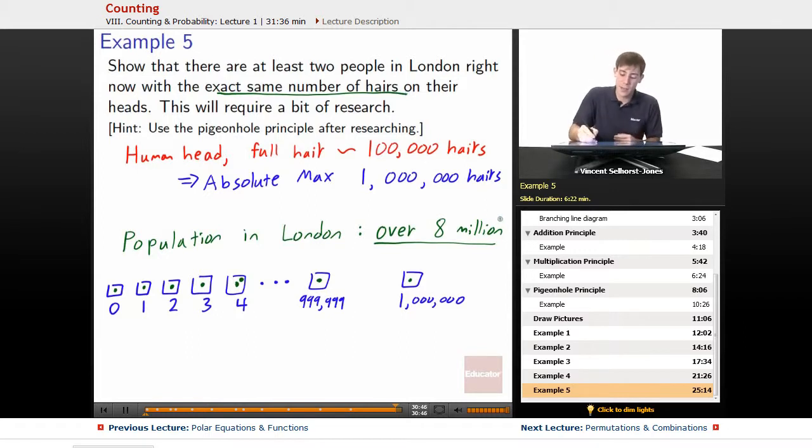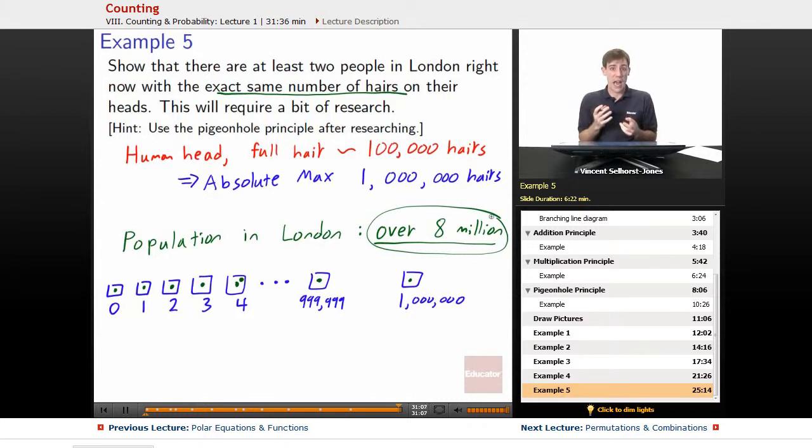Pretty wild. In fact, because it's over 8 million, we could show that there are in fact at least 8 people who have the exact same number of hairs on their head right this instant. Kind of surprising. I won't prove why that has to be the case, but if you think about this for a little while, you'll probably be able to figure it out on your own. Pretty cool.